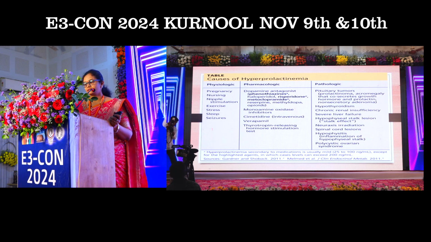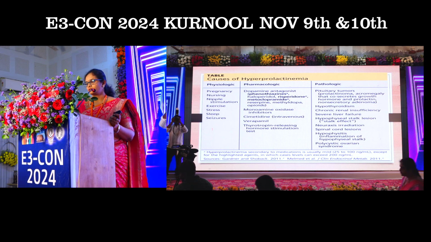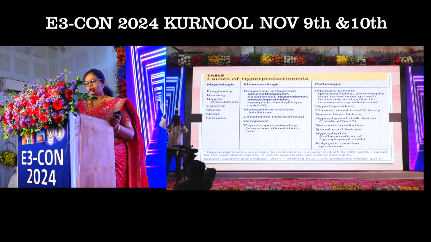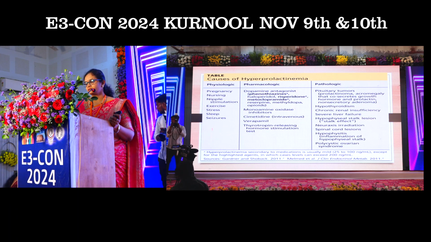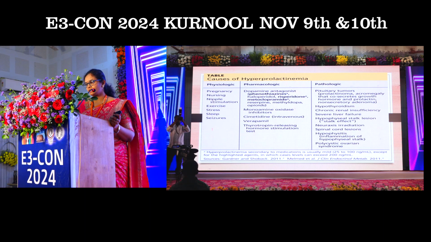The main causes of hyperprolactinemia: the physiological causes are pregnancy, nursing, nipple stimulation, exercise, stress and sleep. The pharmacological causes are haloperidol, risperidone, monoamine oxidase inhibitors, cimetidine and verapamil. And the pathological causes are pituitary adenomas like prolactinomas, hypothyroidism, chronic renal failure and severe liver dysfunction.